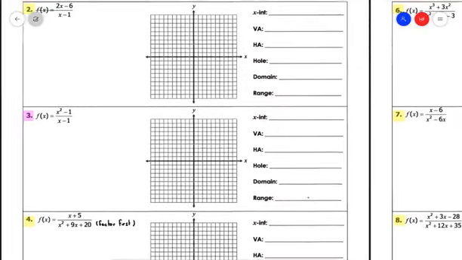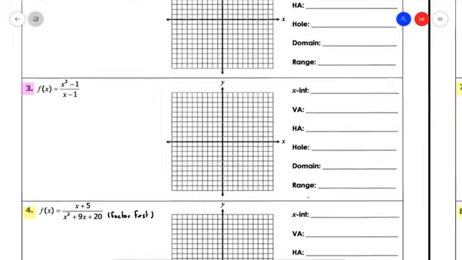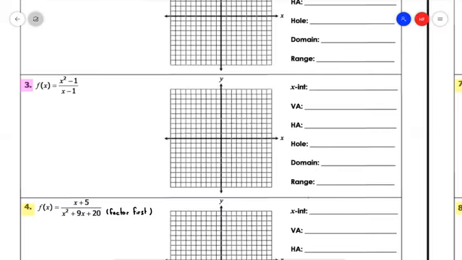We're going to do number 3 as well. First thing we want to do is simplify. So on number 3, we've got x squared minus 1 as our numerator, which we know is a difference of squares. So we've got x plus 1, x minus 1. And so here I can see that I have x minus 1 on both the top and the bottom. So this would simplify to be just x plus 1, which means we're going to have a hole somewhere.